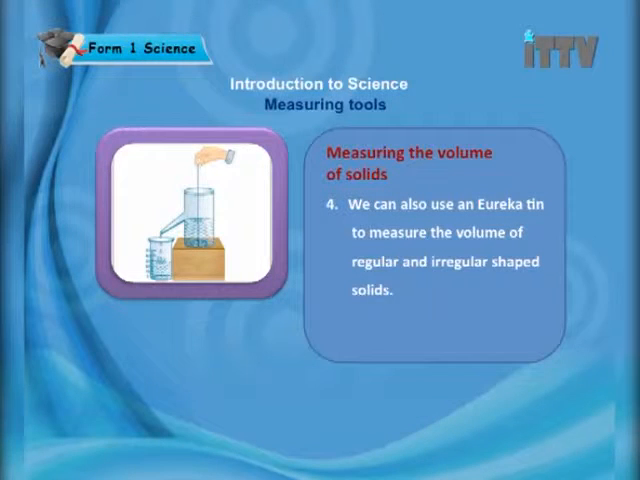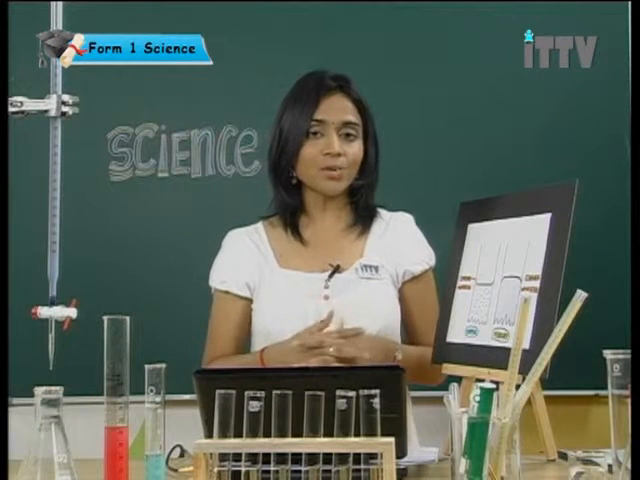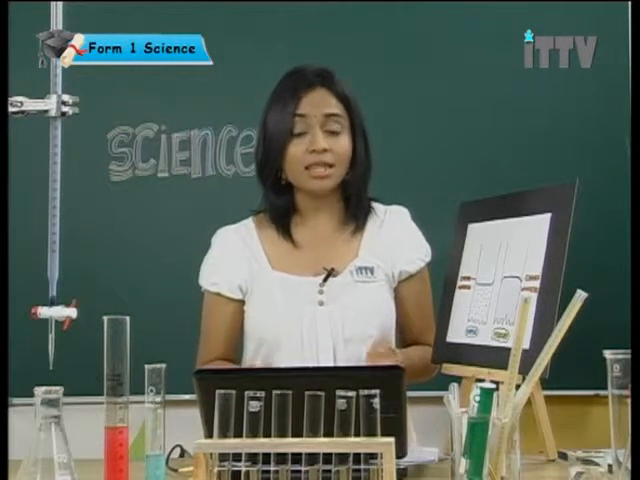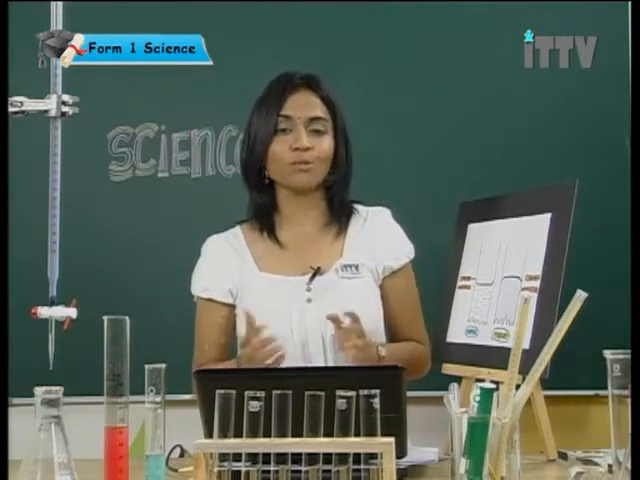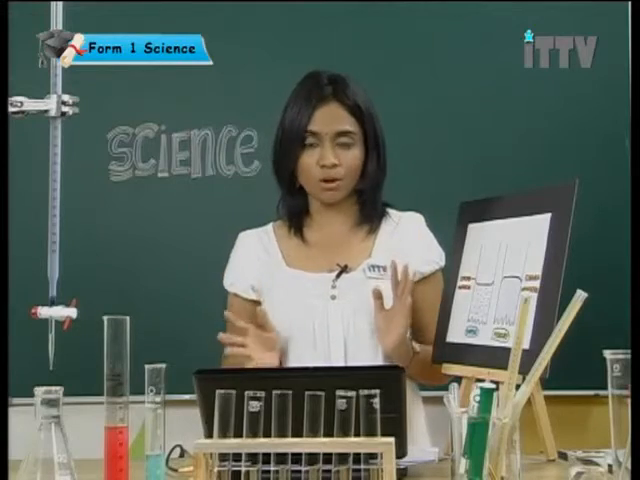We can also use an eureka tin to measure the volume of regular and irregular shaped solids. So remember, all we need to measure the volume of solid is the measuring cylinder, a string to tie the regular shaped object, either a rock or an eraser or a cork or so on. Then lastly, we learned about the eureka tin. The amount of volume in the eureka tin is actually equivalent to the volume of the solid. So this is all about volume.